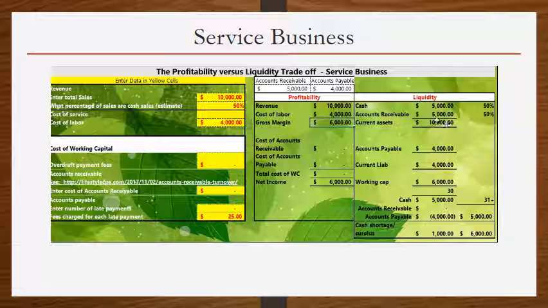So cash is 5,000 because they collect 50% down, then accounts payable is 4,000. That's what they have to pay that month, and that's our total current liability. So here our working capital is 6,000. So for this business, we can see that they actually have enough cash. They have a surplus to meet their working capital needs.